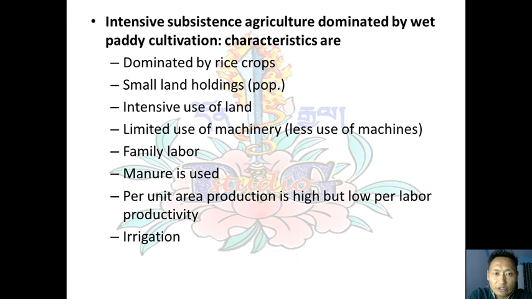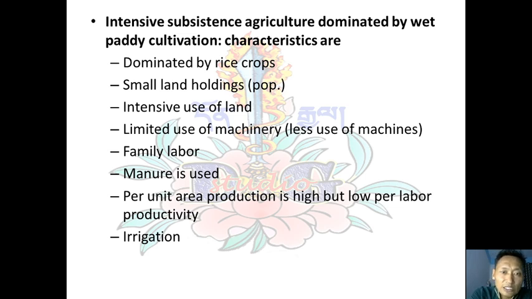So in a year, if a particular farmer is cultivating three crops in the same agricultural land, suppose that particular farmer is cultivating two rice and one wheat. That means dominantly or mostly what he is cultivating is rice. Two rice in a year. That means dominated by rice. So mostly they are cultivating more rice in that particular agricultural land. Because of that it is called dominated by rice crops.